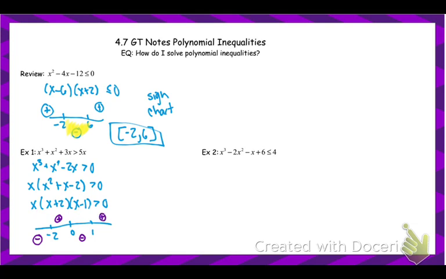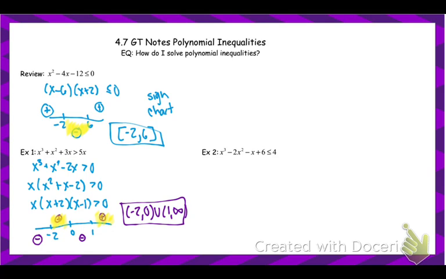Once our chart's filled in, we answer our question. We want to know where this function is greater than 0. So we're looking for the positive regions. So I have one here, and I have one here. So in interval notation, this would be parentheses. So -2 to 0, and 1 to infinity. So again, very similar to what we did with quadratic inequalities. You're just going to have a few more zeros.